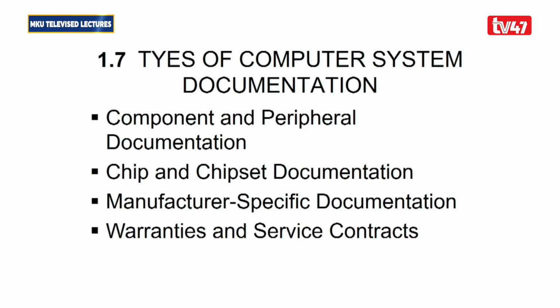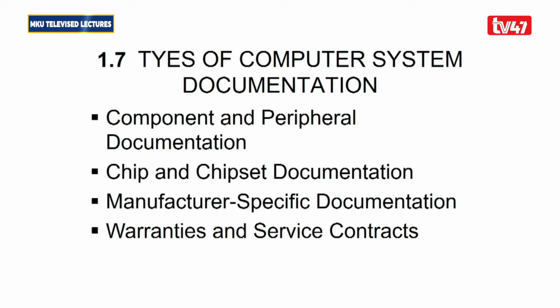These are referred to as component and peripheral documentation. All the peripheral components, the screen, the mouse, the keyboard, the printer, the scanner, contain a documentation that the person performing support and maintenance can always refer to. Then we have chip and chipset documentation, for the microchips within the computer. They're also accompanied by a user guide or documentation that you can refer to each and every time you're carrying out maintenance and support.